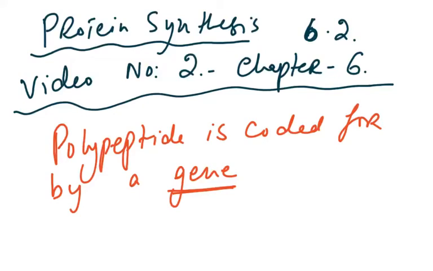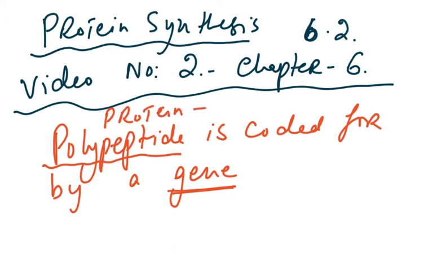Today we start the second video on chapter 6, which is protein synthesis, and this is the 6.2 component of the chapter on protein synthesis. This is the second video. The first point is that a polypeptide can also be called a protein.